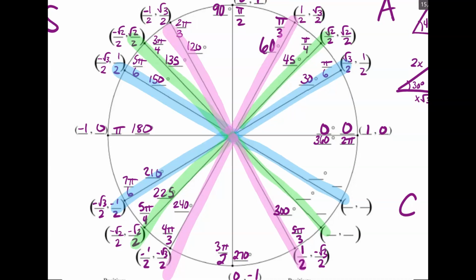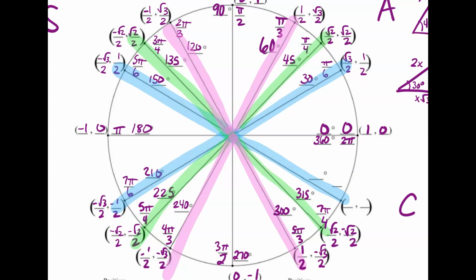The green one, we're counting by 45s: pi over 4, pi over 2, 3 pi over 4, pi, 5 pi over 4, 6 pi over 4. The last green is 7 pi over 4. So that's going to be 315 degrees. And it's going to be root 2 over 2, root 2 over 2. The difference is only y is negative in this last one. And then the blue here, I'm a visual person. I want you to see it.